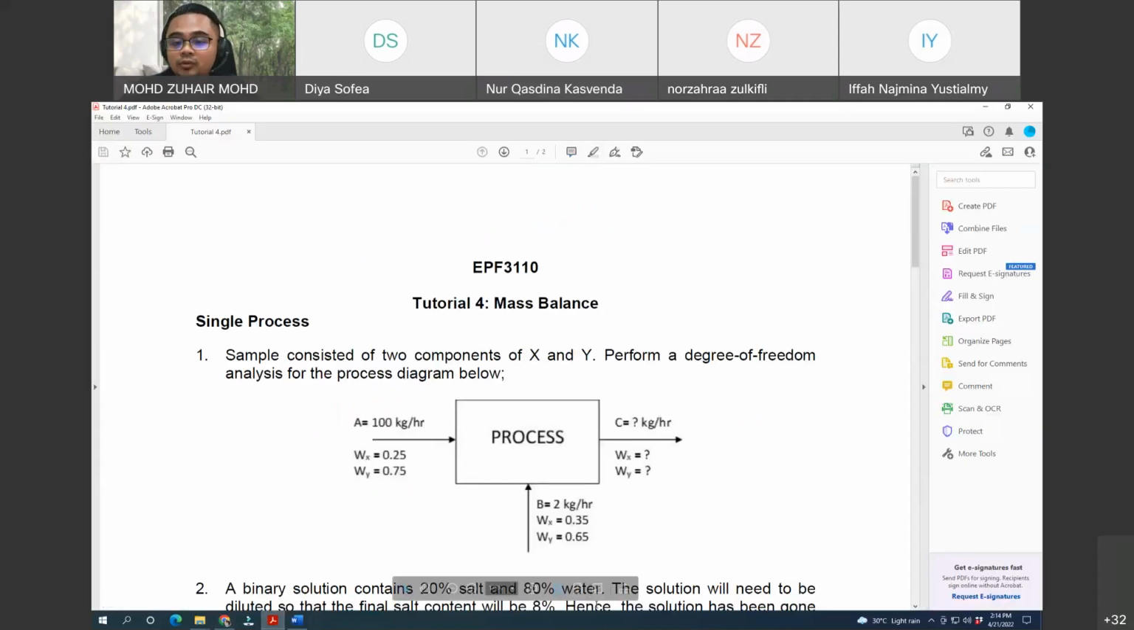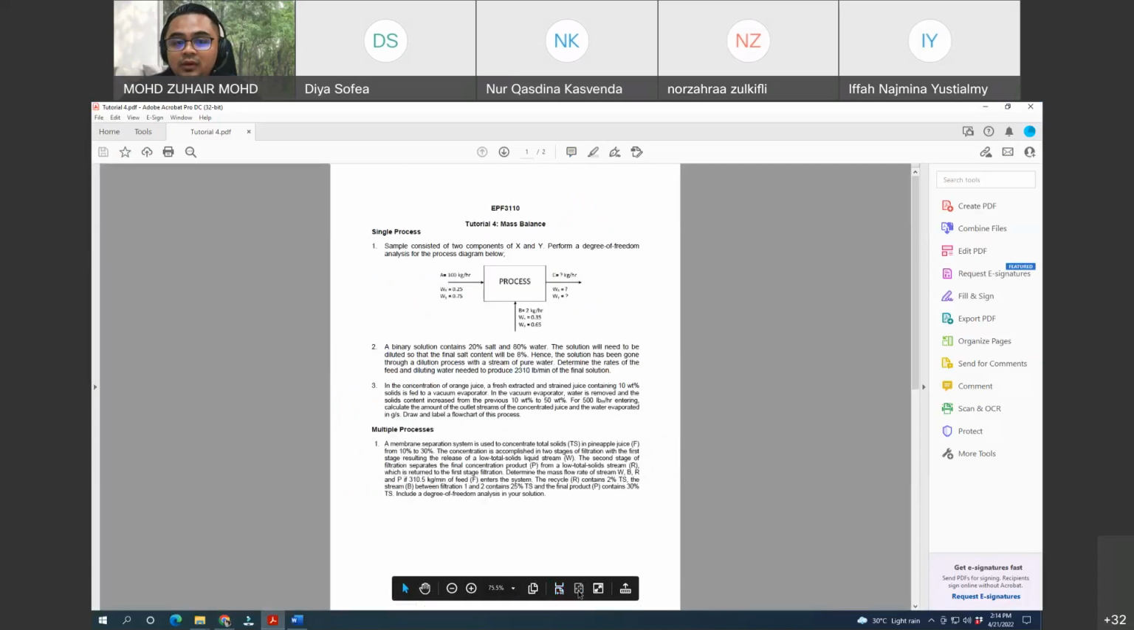Okay, so for tutorial 4, we have a few questions related to single process and a few questions related to multiple processes. Anyone got any issue in understanding how the material balance or the mass balance work? Any question? Do you understand how it works? I think in the video I already gave a few examples.